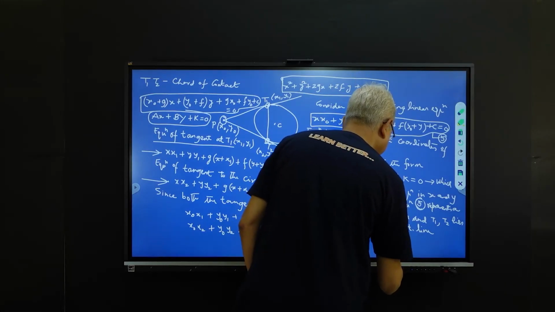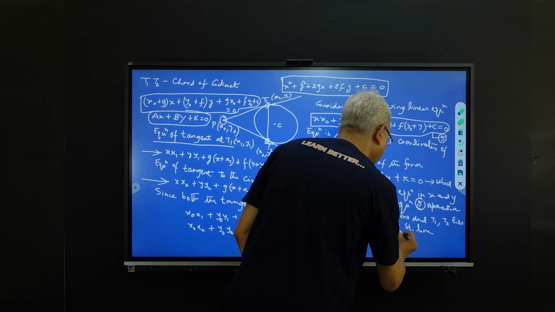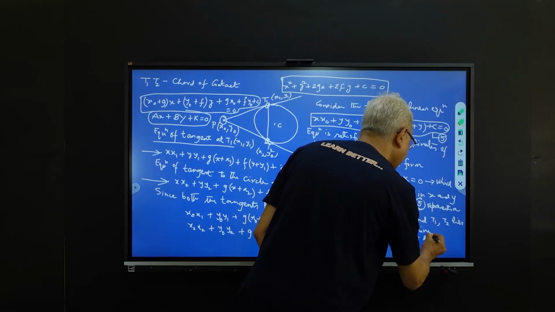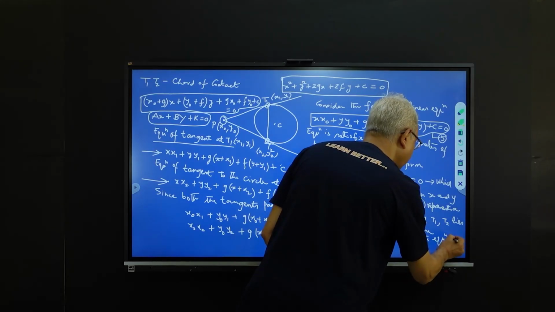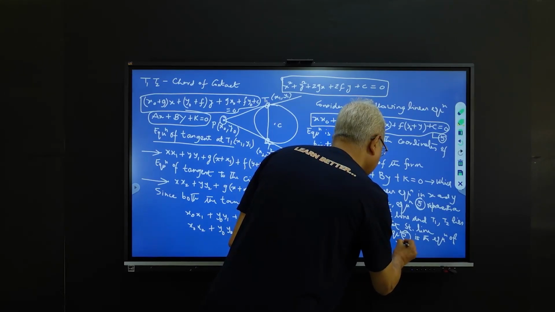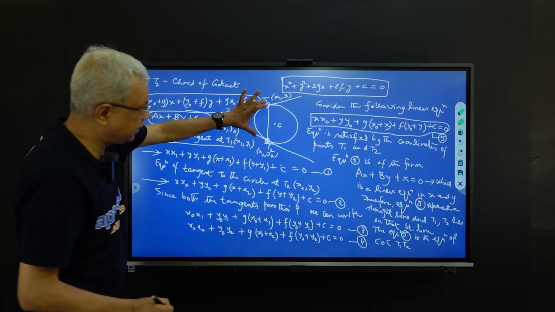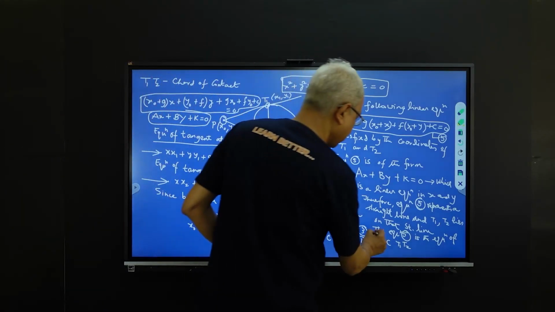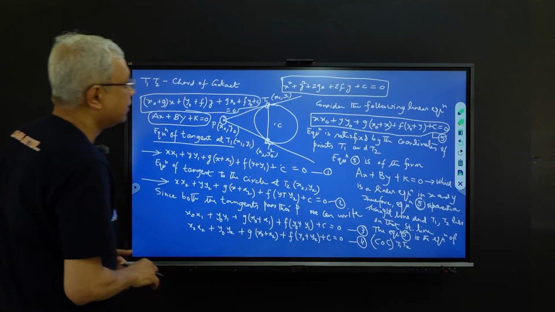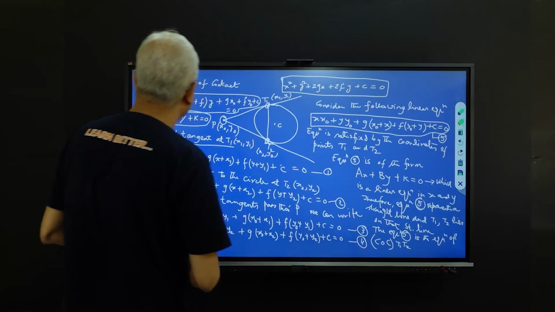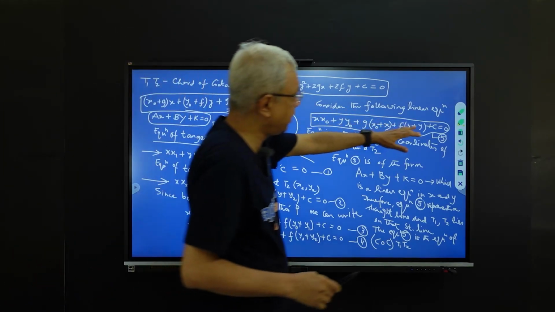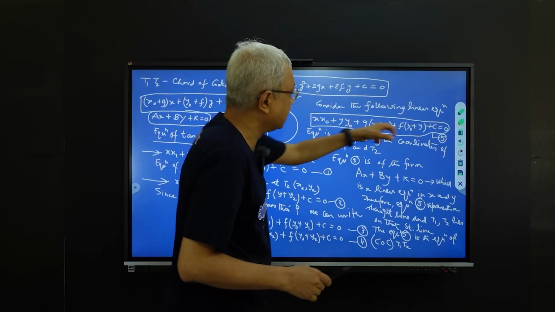Therefore, equation 5 is the equation of the COC, the chord of contact T1, T2. So the equation of T1, T2, which is nothing but the chord of contact, is represented by 5. If you have understood this, the equation of the chord of contact is this one.